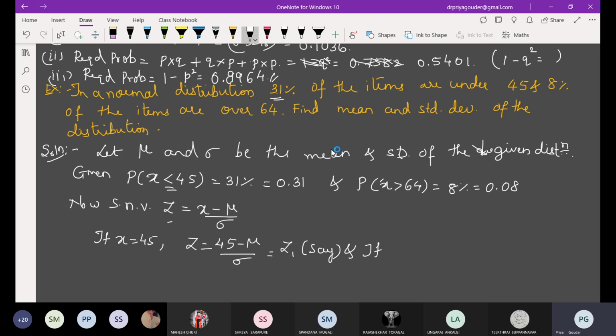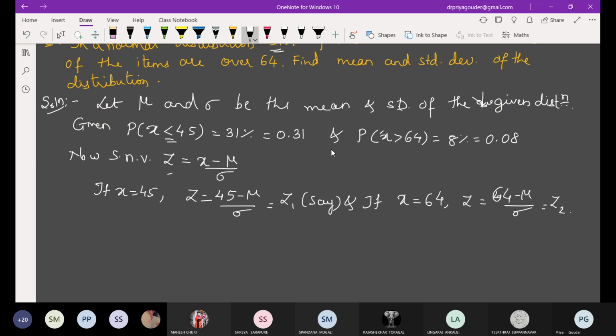Similarly, I have to take another value of X so that I can make use of the data. X is 64. So Z will be 64 minus mu divided by sigma. If mu and sigma were known, this is one more value of Z. Let me call it Z2. Is it okay? Yes, ma'am. Okay, take them as Z1 and Z2.